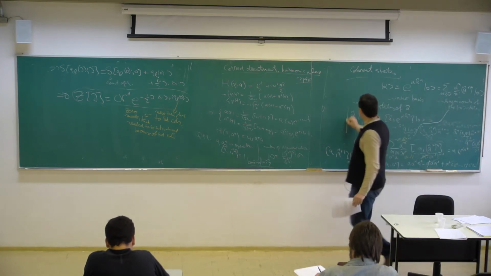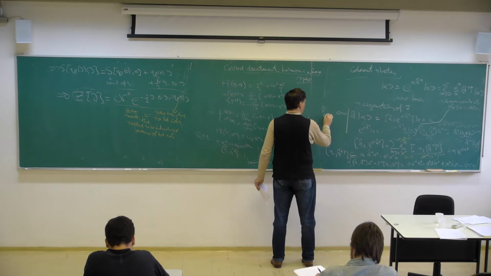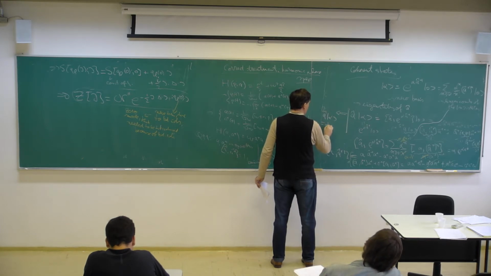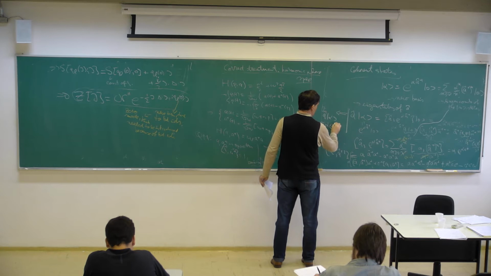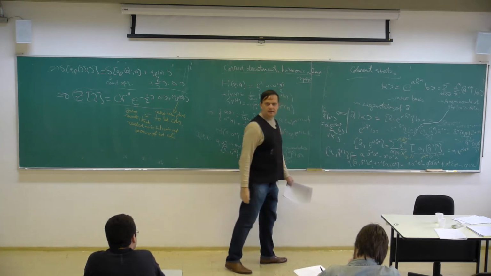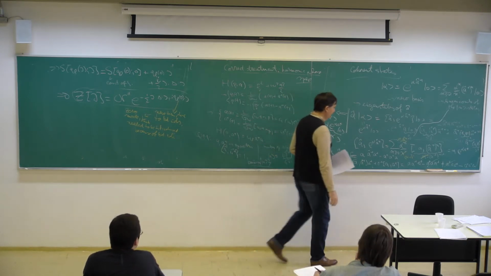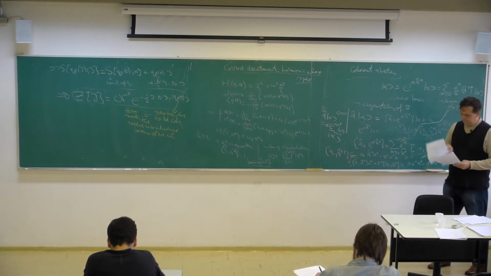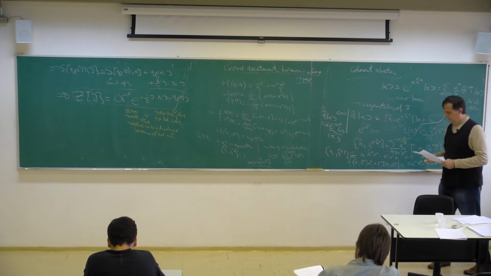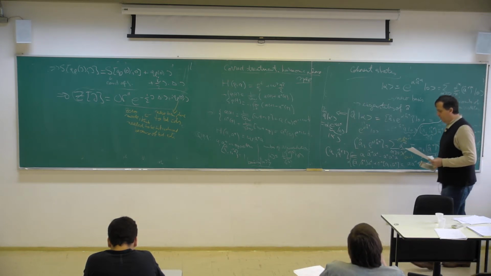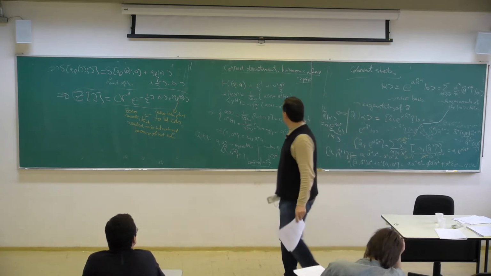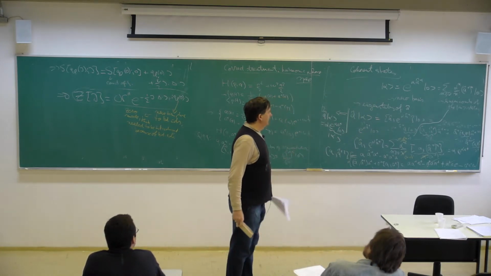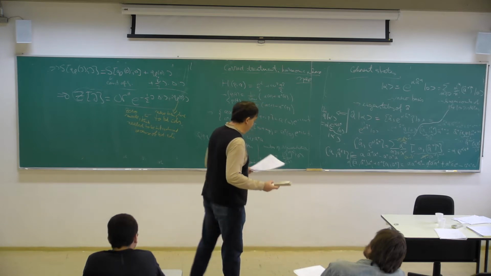So all in all, A acting on alpha gives alpha times e to the alpha A dagger acting on 0, which is alpha times the state alpha. Okay, so this is what I wanted to prove. The coherent states are eigenstates of A.